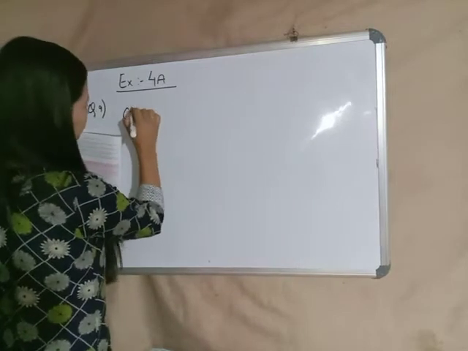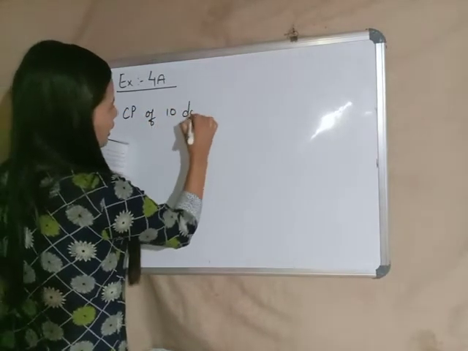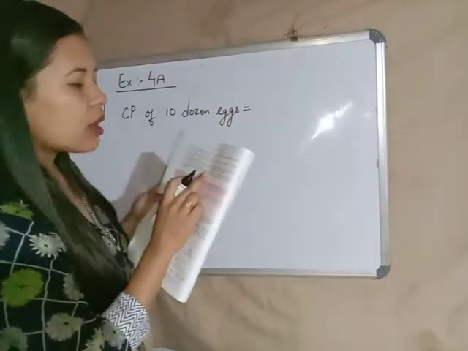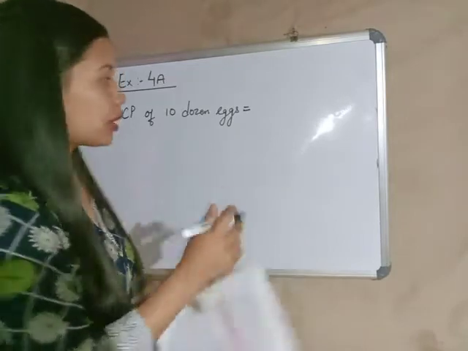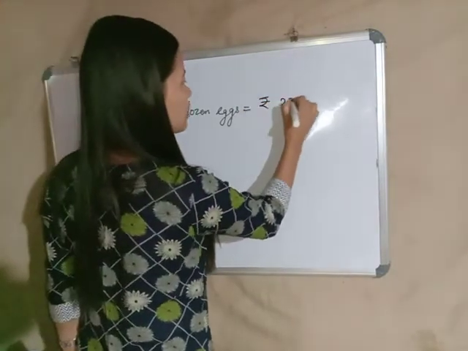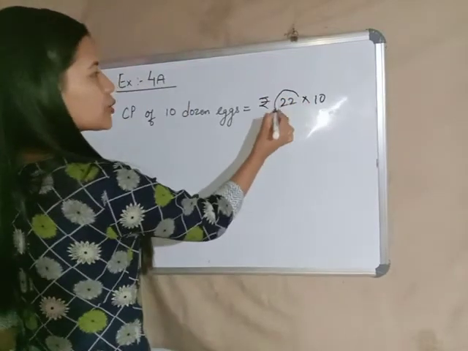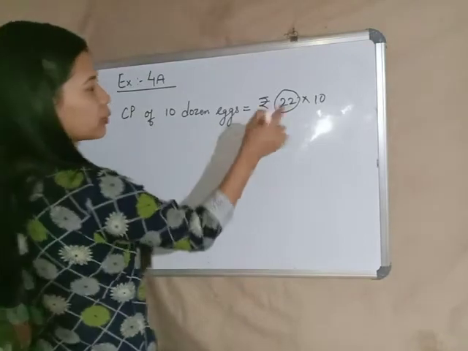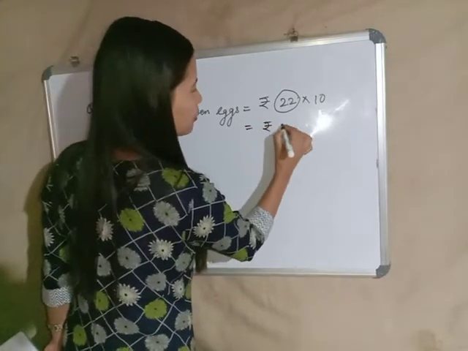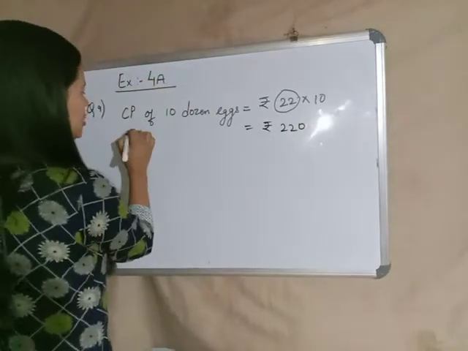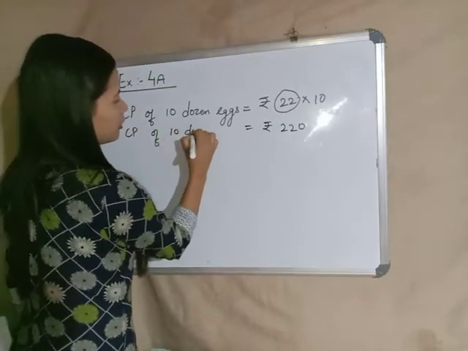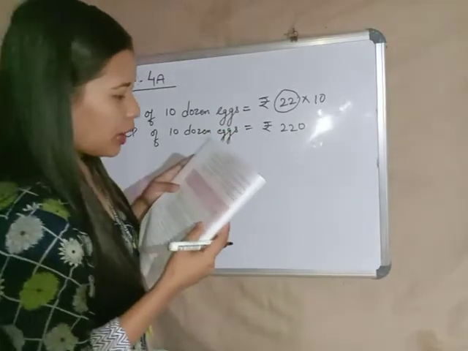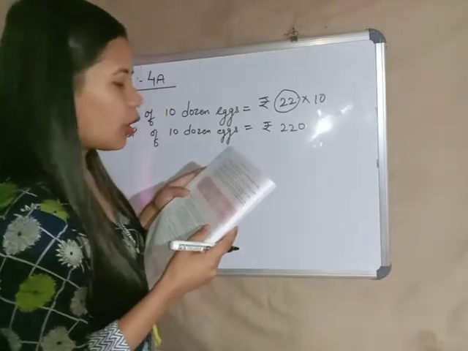Okay, so the cost price of 10 dozen eggs will be equal to, 1 dozen eggs cost rupees 22. So 10 dozen will cost how much? 22 into 10, because 22 is the cost price of 1 dozen eggs. Okay, because he is buying 10 dozen eggs, so it's rupees 22 times 10, that is equal to rupees 220. So this is the cost price of 10 dozen eggs. Okay, now 6 of the eggs were rotten.